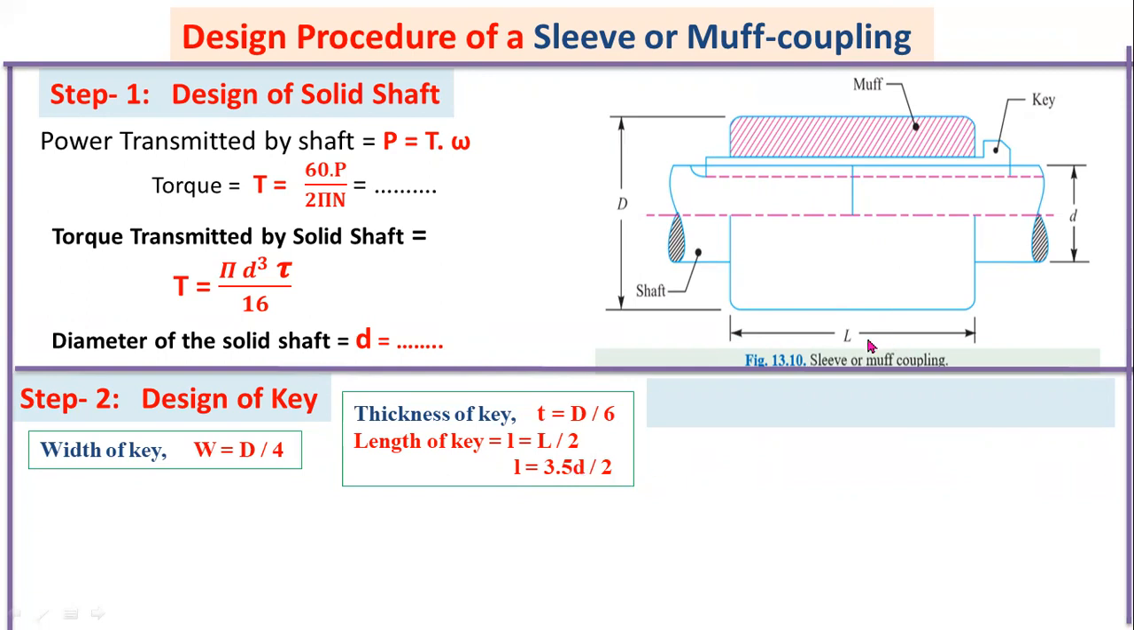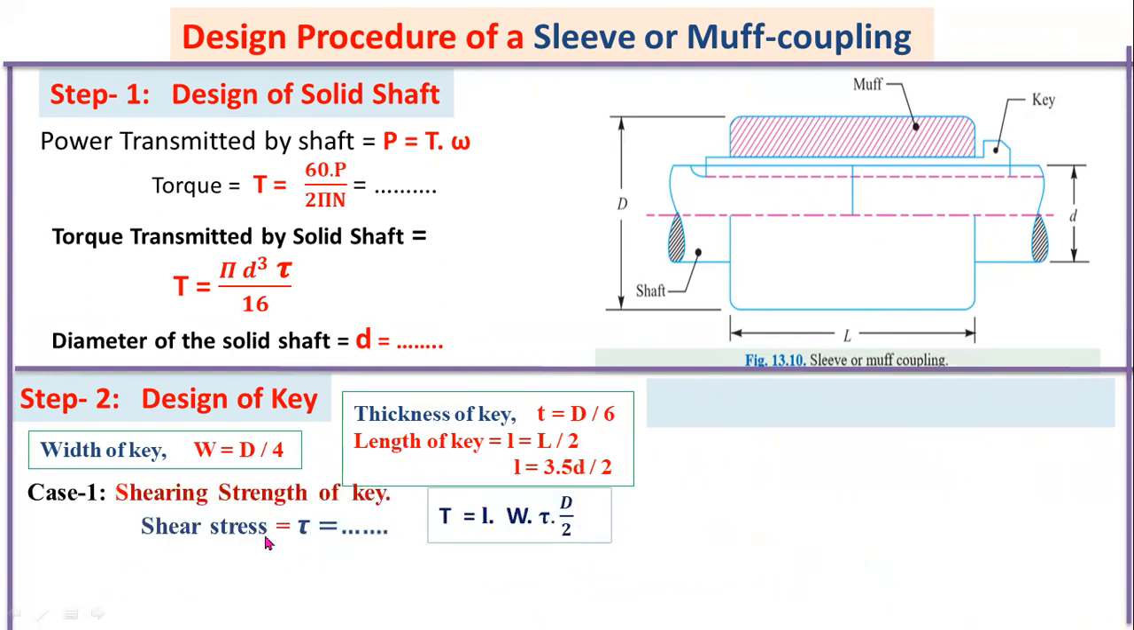Here small l is the length of the key, and capital L is the length of the sleeve, equal to 3.5 times the diameter of the shaft. Capital L equal to 3.5D, the total length of the sleeve. After that you have to check these dimensions.